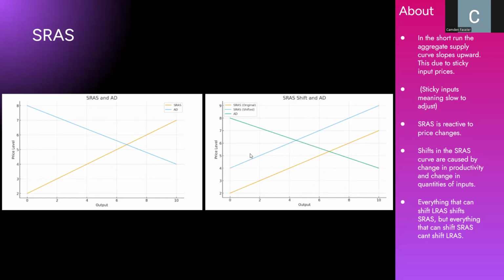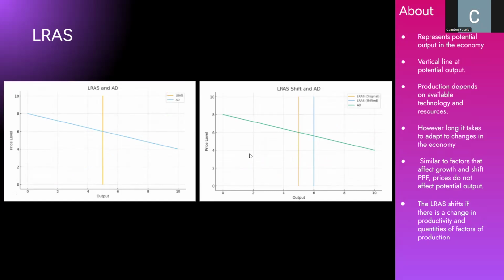Now, moving on to LRAS. The long-run aggregate supply curve represents the potential output of the economy. It's vertical because in the long run, prices don't affect how much the economy can produce. Instead, production depends on technology, resources, and the skills of the labor force.